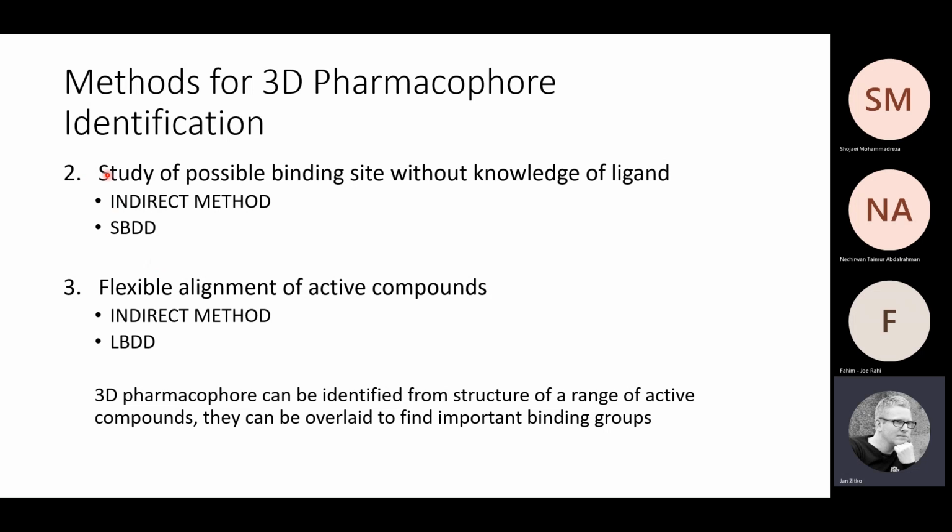Situation number 2 is that we have the crystallographic structure of the target. So we know where the binding site is, or we can at least guess from literature or using the application Site Finder, which I presented to you in the last seminar. So we can have the information about the binding site, but there is no ligand.